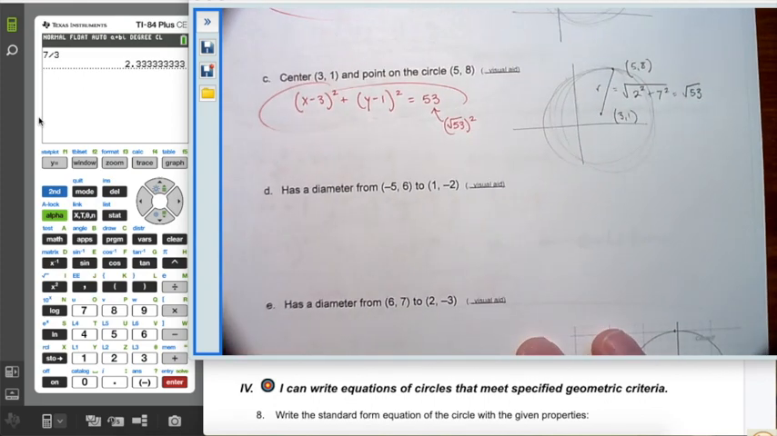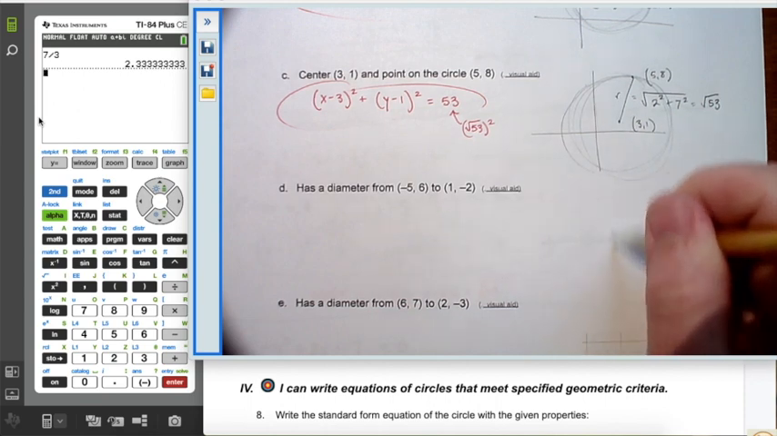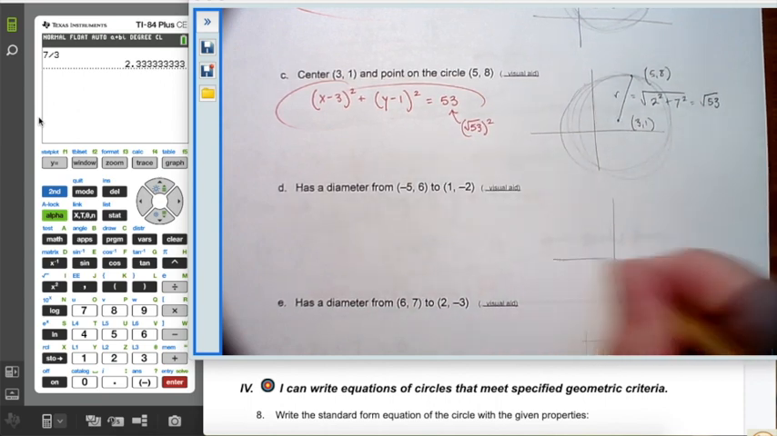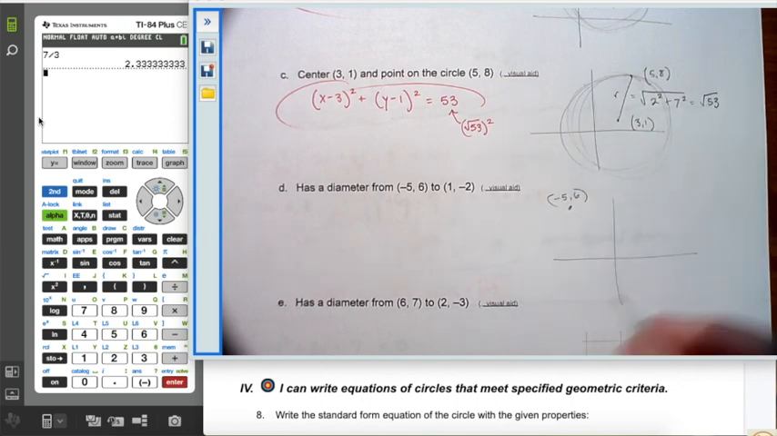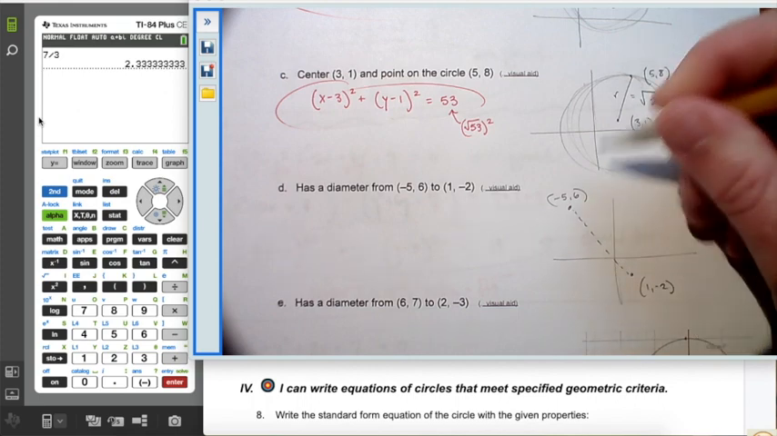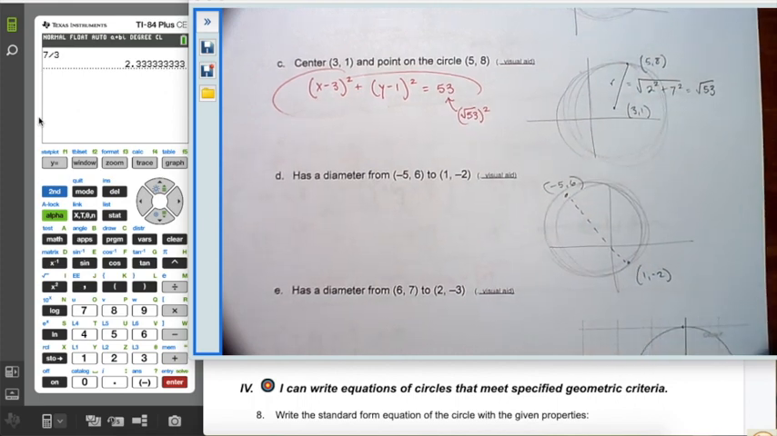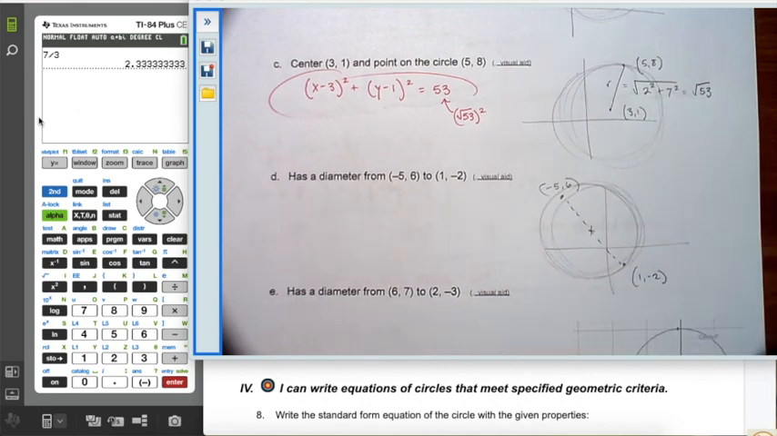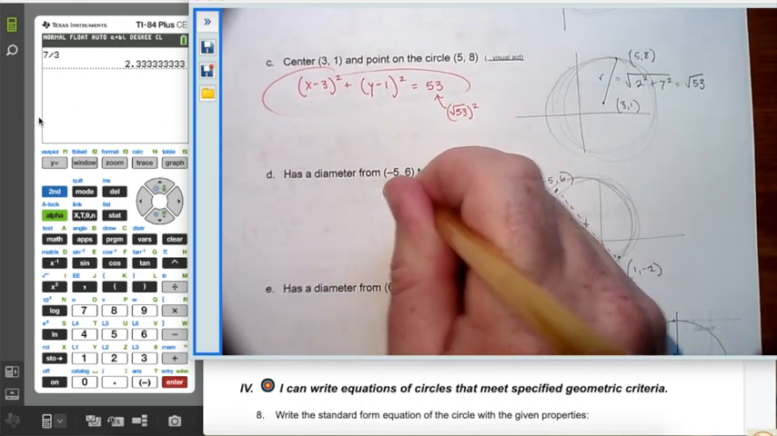All right, and for the last two questions, this time we are given a diameter, the two endpoints of the diameter. So let me try and sketch that out. Looks like, let's see, -5, 6 would be over here. 1, -2 would be there. Those are the endpoints of the diameter. So the circle we're going to try and write the equation for kind of looks like that. You're going to have to calculate the center and the radius. The center, though, is just the midpoint. So all you have to do is just find the midpoint between the endpoints of the diameter.